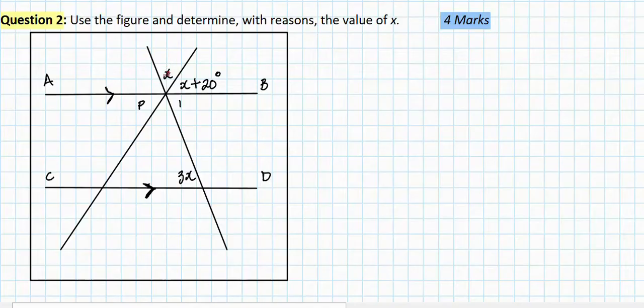So I can see that this is x, and this angle is x plus 20 degrees, an unknown with a known value. And then this angle is 3x. So there are things that are given and there are things that are not given. You use what is given to find what is unknown. So here, there are things that we know, and there are things that we don't know at all.